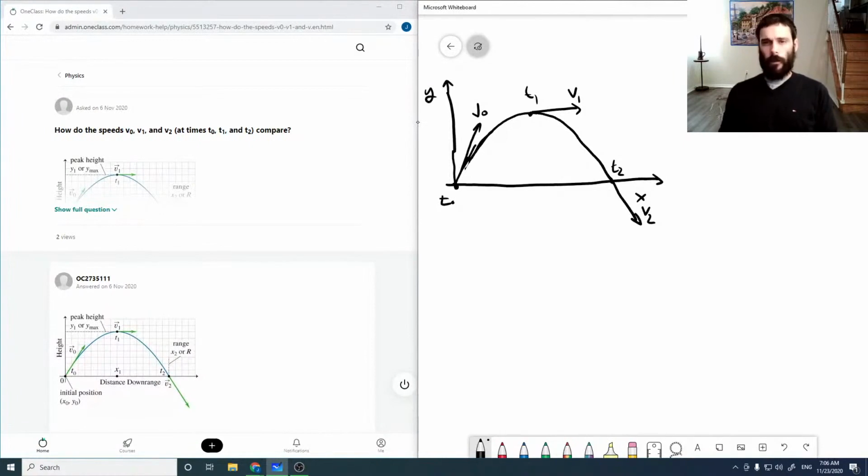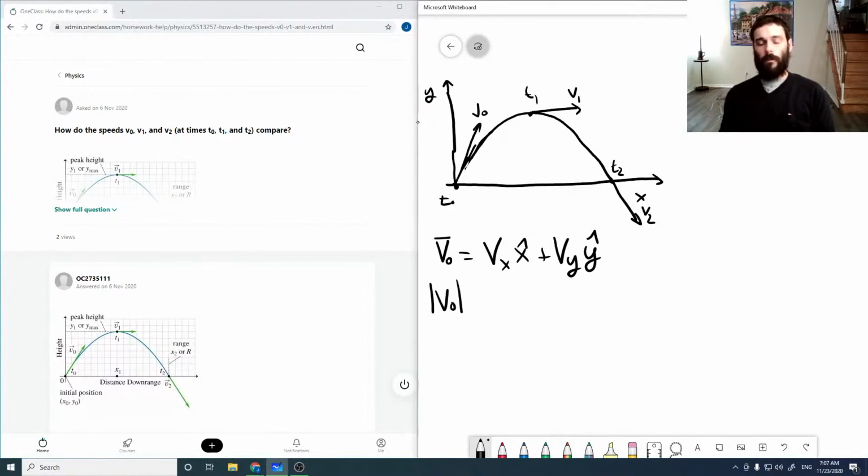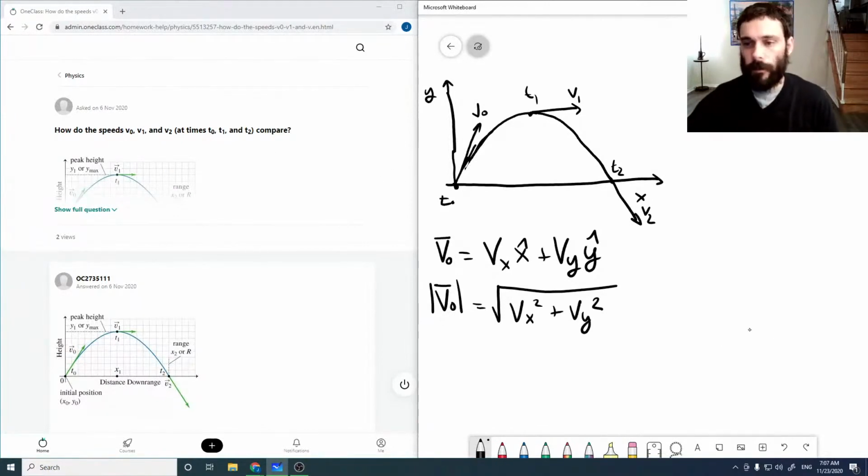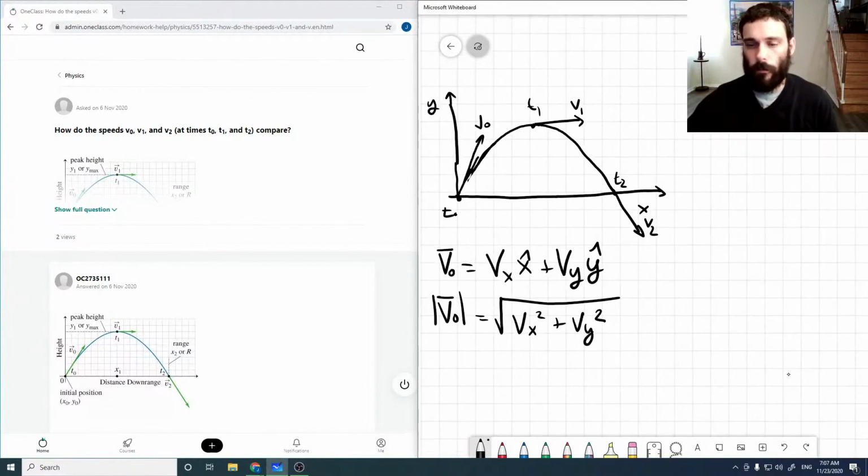Okay, so it's asking how do the speeds at 0, 1, and 2 compare with each other. Remember that a velocity, say V0, is going to be some x component plus some y component, while our speed is going to be the magnitude of this, which is the square root of Vx squared plus Vy squared. Now this problem doesn't ask us to do any actual math, but I'm just pointing that out for now.